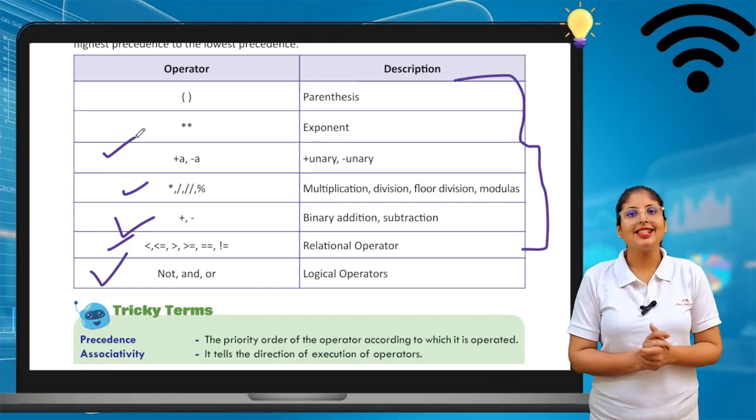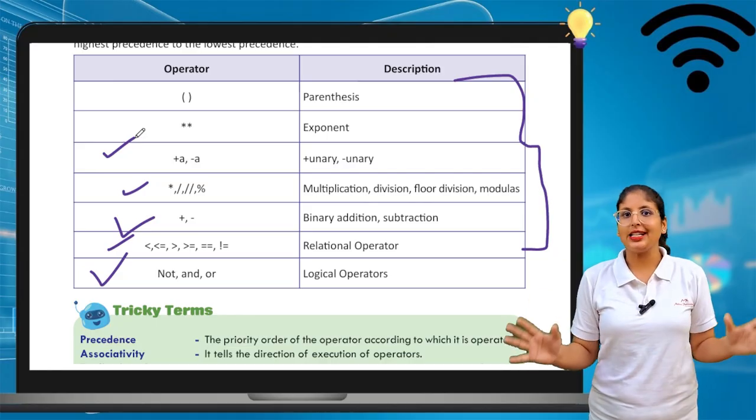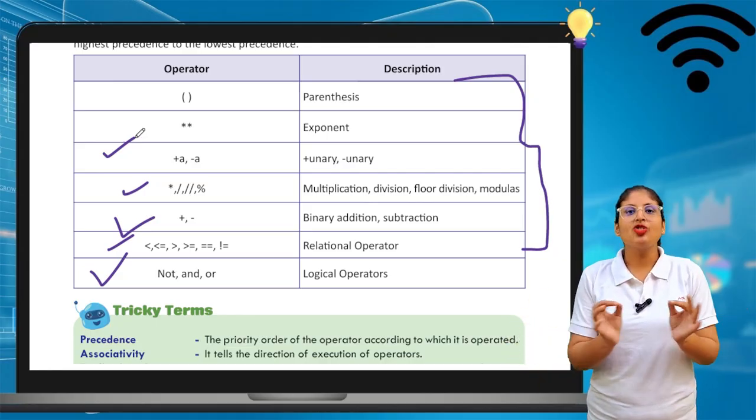So yeah, this is what the chapter is all about. I'm hoping this chapter is totally clear to you. So revise this chapter well.